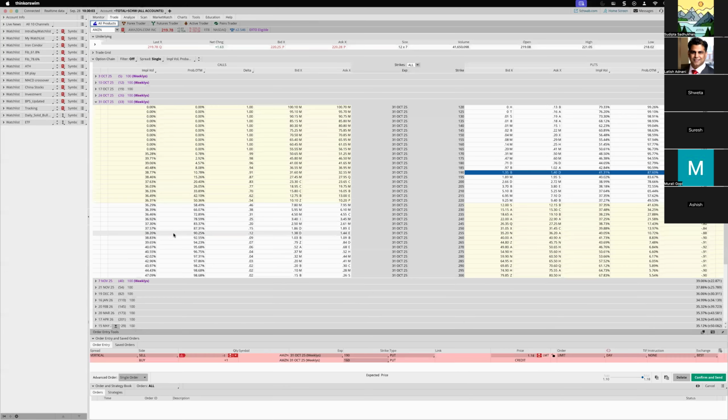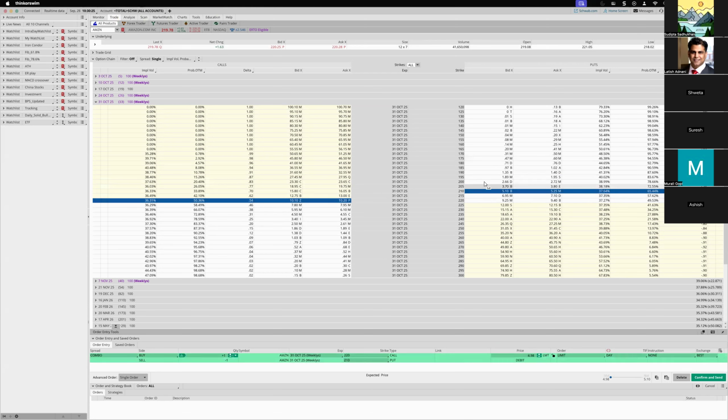Now the second trade is, let's say you are expecting a bullish upside in Amazon. What will be your trade? Sell a put, buy a call at the current price. What is the current price? 219, let's say 220. Buy a call. Sell a put, buy a call.